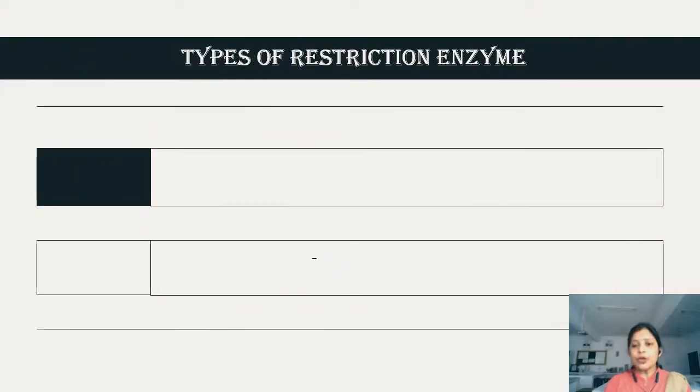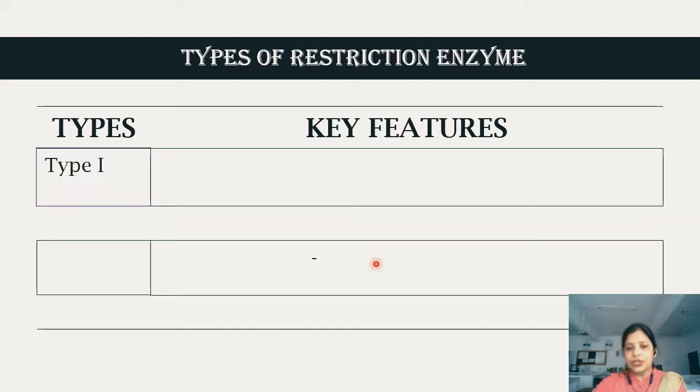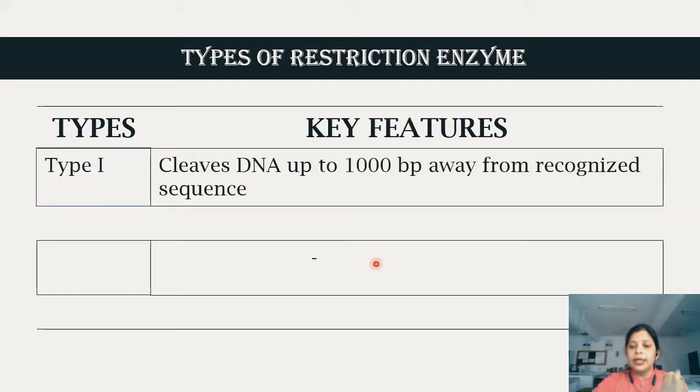Now, on the basis of features of restriction and modification, we are going to classify the restriction enzyme. Here I am taking only the restriction features. On the basis of the restriction features, there are different types of restriction enzyme. The first one, type 1, cleaves DNA 1000 base pairs away from the sequences that it recognizes. So we have the 4 to 8 base pair palindromic sequences that are recognized, but it will not cut within those sequences. It will cut 1000 base pairs away.